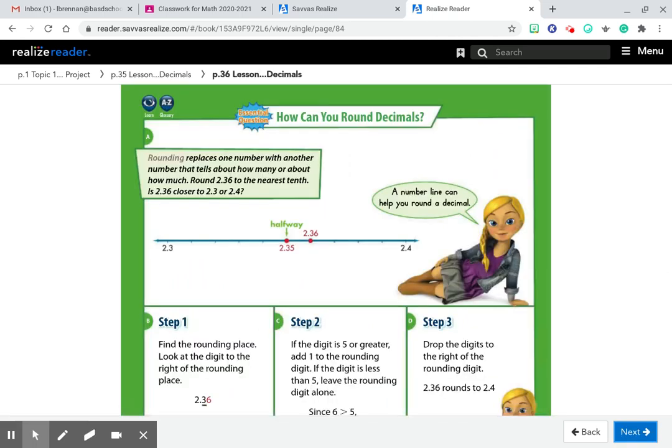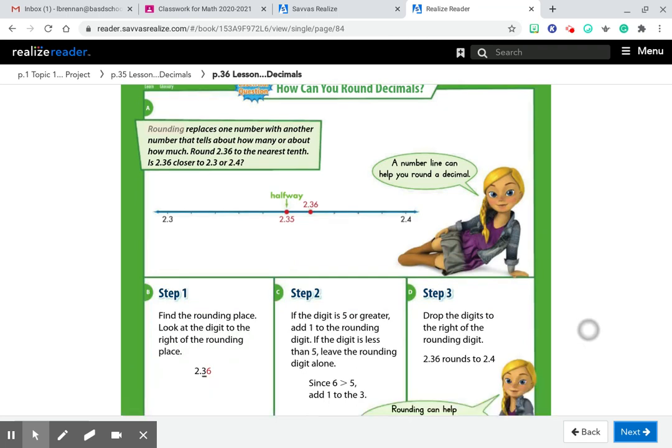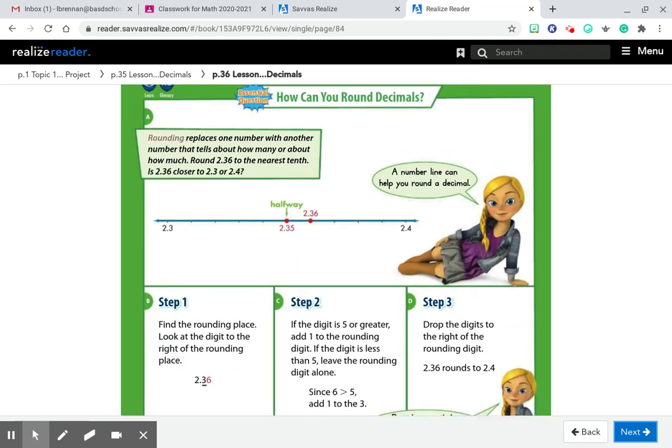How can you round decimals? So now that we know how to place numbers on a decimal line, now we're going to talk about how we round decimal numbers. Rounding replaces one number with another number that tells us about how many or how much. Round 2 and 36 hundredths to the nearest tenth. Is 2 and 36 hundredths closer to 2 and 3 tenths or 2 and 4 tenths?